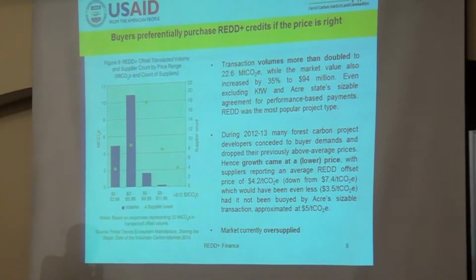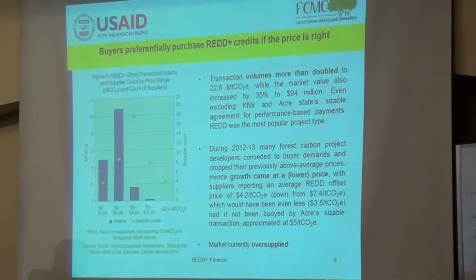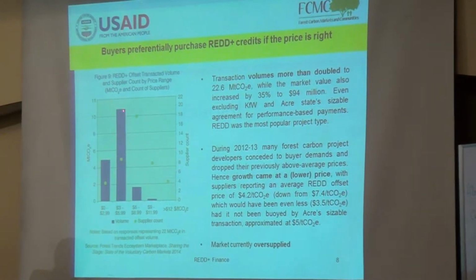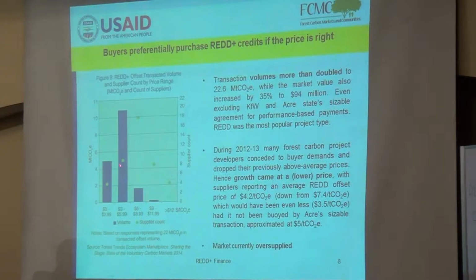So this is where the bulk of the market is, and this particular volume number here is driven partly by KfW's ACRE deal. So this is to give you a bit of an idea that the prices are low. It's commonly agreed the market's in oversupply.